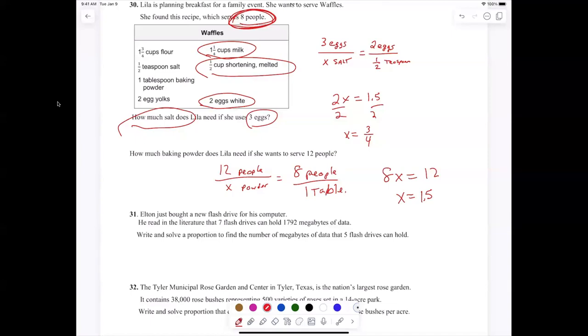You don't need to do all this for this. If it's 1 tablespoon of baking powder for 8 people, half of 8 is 4, 8 plus 4 is 12. So you already know it's going to be half because it's an even number. Yeah, I'm not even arguing one bit, guys.